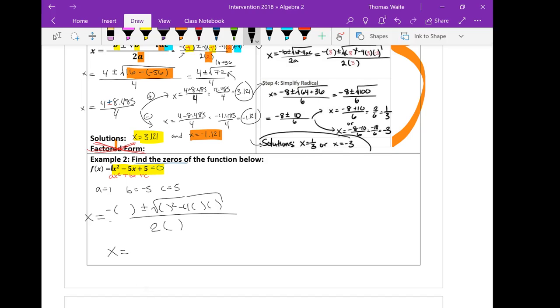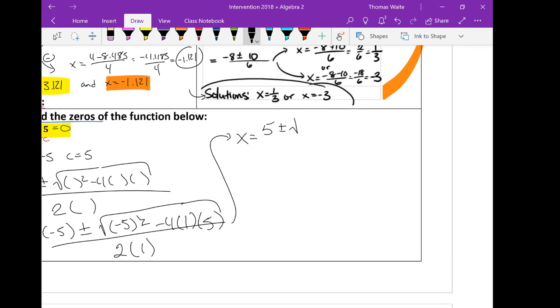And so x is going to be equal to negative 5 plus or minus the square root of negative 5 squared minus 4 times a times c all over 2a times 1. All right, simplifying this a little bit more, x is going to be equal to just a positive 5 plus or minus the square root of 25 minus 20 all over 2.